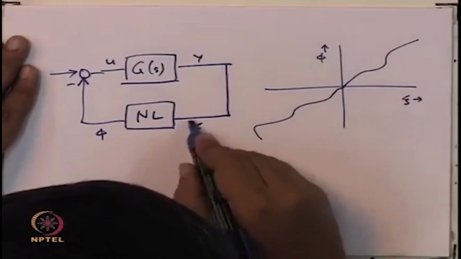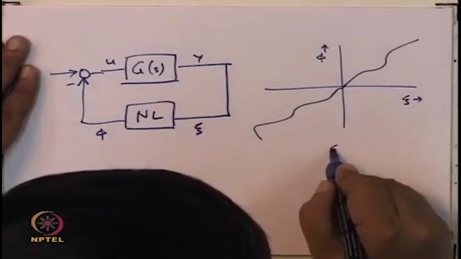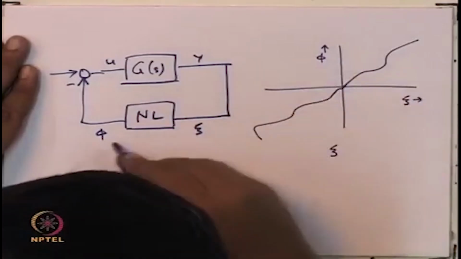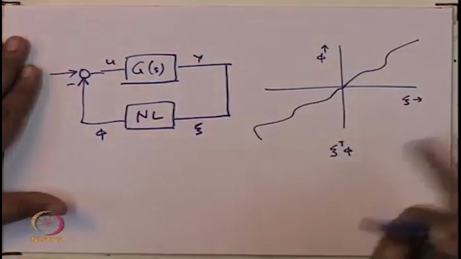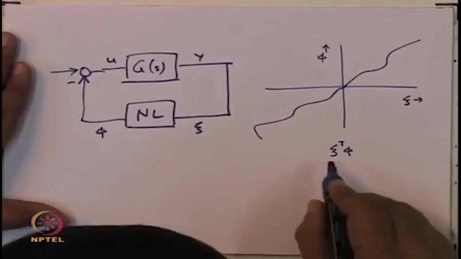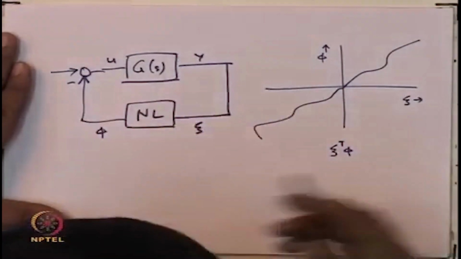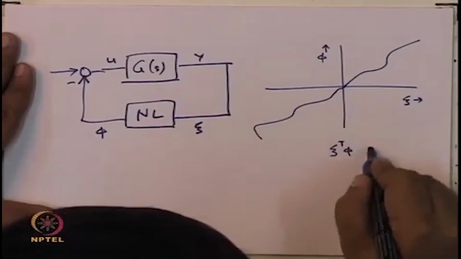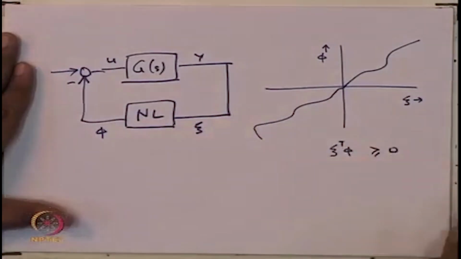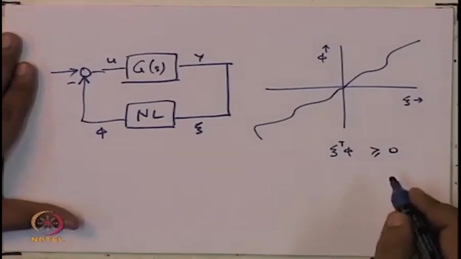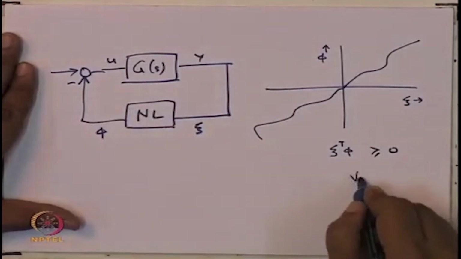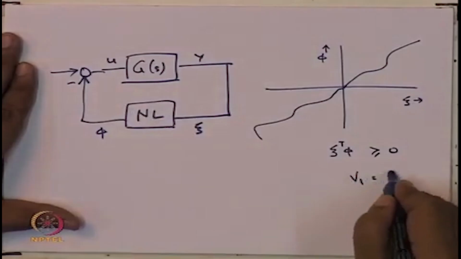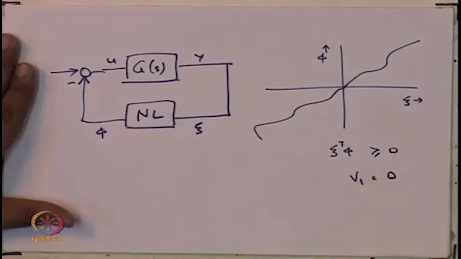Now, if it lies in the first and the third quadrant, then it is very clear that if you multiply the input of the nonlinearity, psi, with the output of the nonlinearity, phi, then psi transpose phi, in the vector situation, that means the multi input multi output situation, is clearly greater than or equal to 0. Since this is greater than or equal to 0, one can say that this nonlinearity has a storage function V1, which is the 0 storage function.